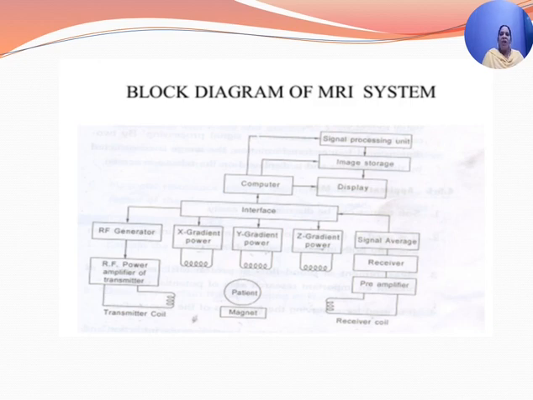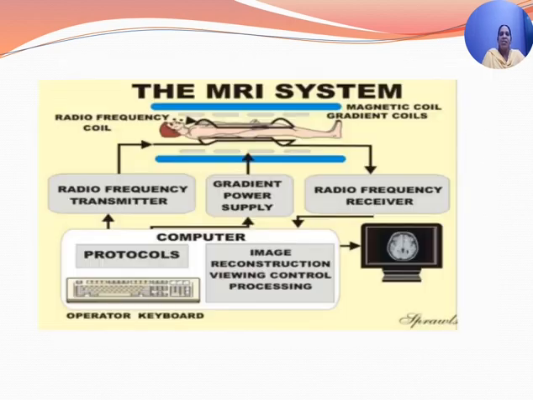Okay, you have the RF generator and RF power amplifier for the transmitter. The transmitter coil gives the RF signal. Then you have a permanent magnet there. The patient is placed in the magnetic field. Okay, this is the block diagram of an MRI system.